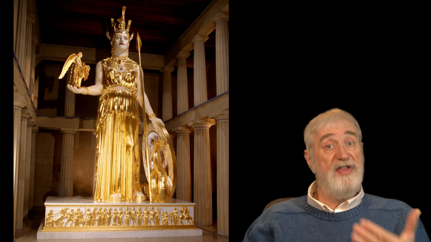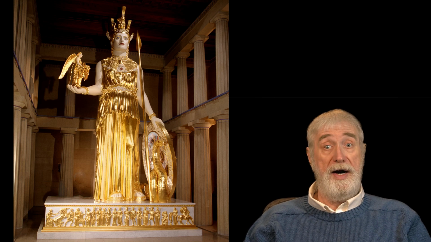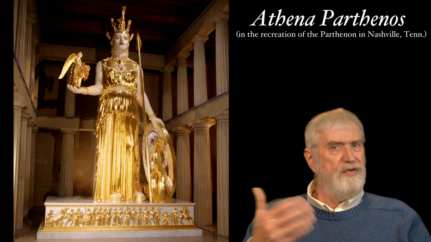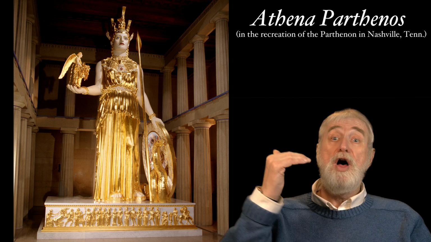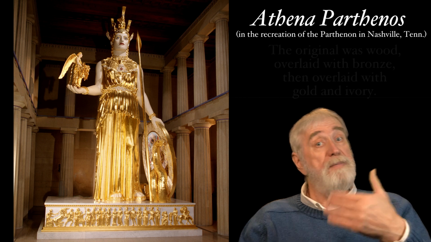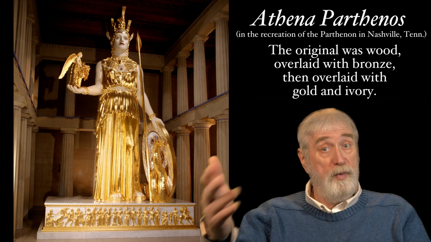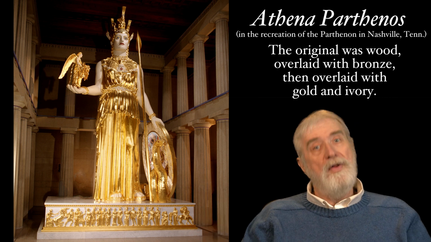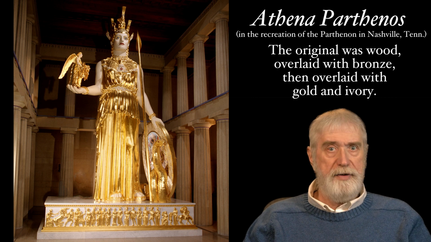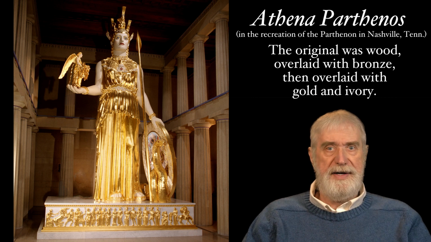But most larger images of gods were carved out of wood, which was then overlaid with metallic leaf like gold leaf. This is a picture of a modern recreation of the statue of Athena that once stood in the Parthenon in Athens. The original of this was finished around 445 BC and was 37 feet tall. It was made of wood and then covered with bronze, which was then covered with gold leaf, at least for a while. The gold leaf was stripped off in 296 BC and used to pay the army at that time.